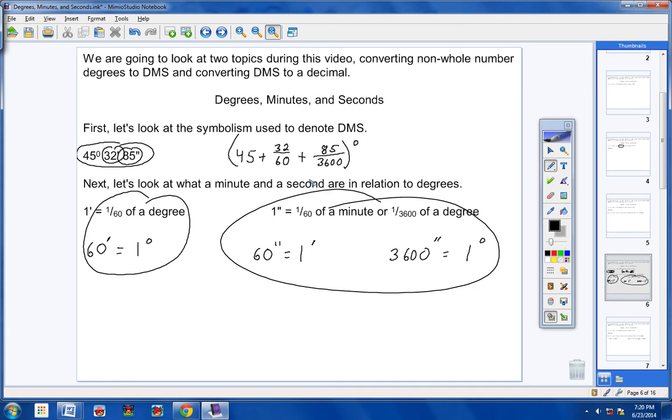Now that's kind of far out there, and if you're a little lost, don't worry about it. We're going to get into this later. I'm just simply saying to you, if you have 32 minutes, you could put it over 60 and call it degrees. And if you have 85 seconds, you could put that over 3,600 and call it degrees and add all of these up. Okay, just something to think about. All right, okay, let's continue on.